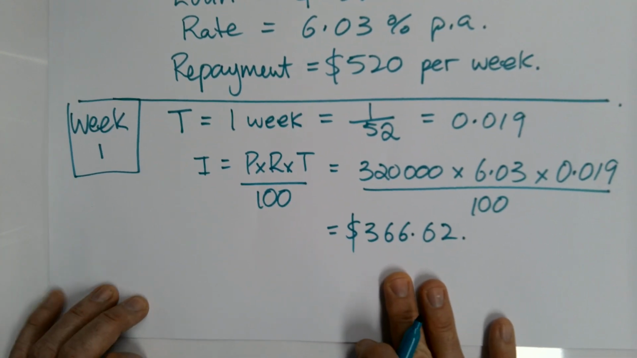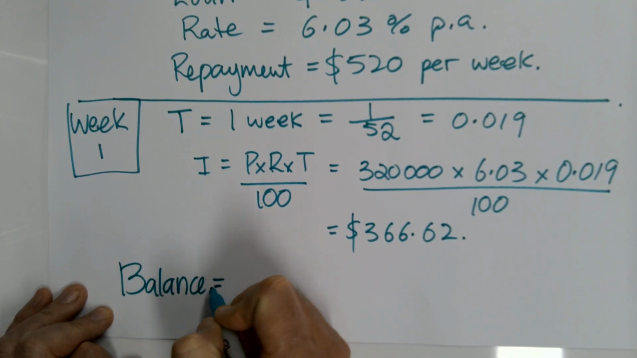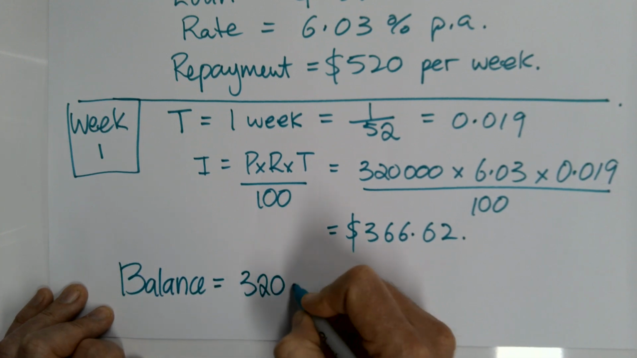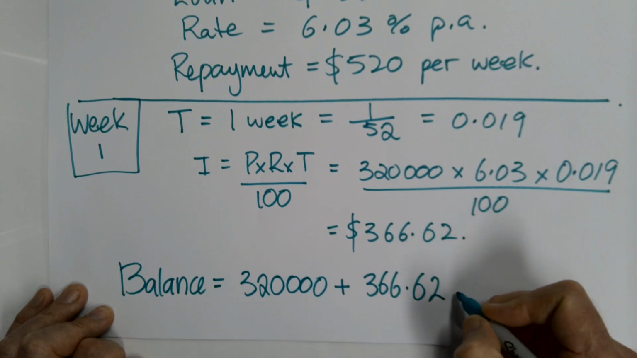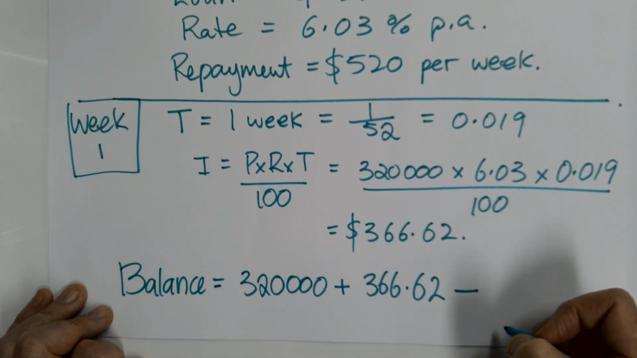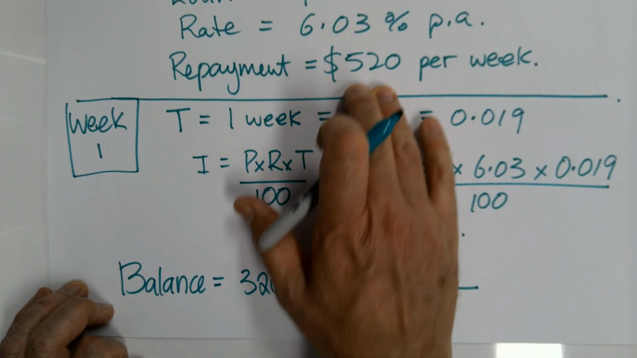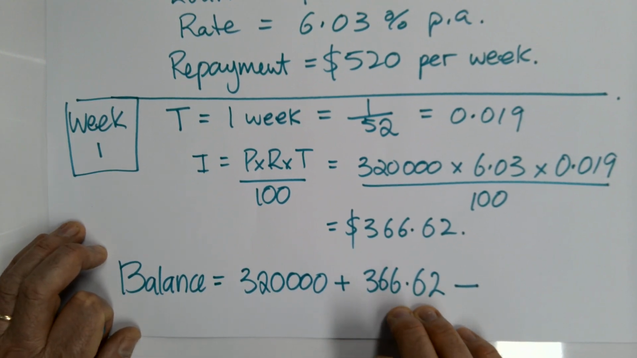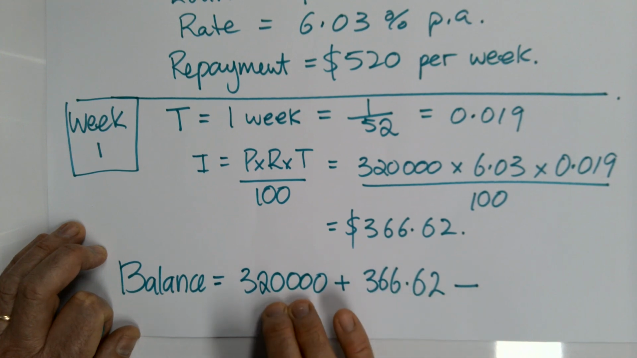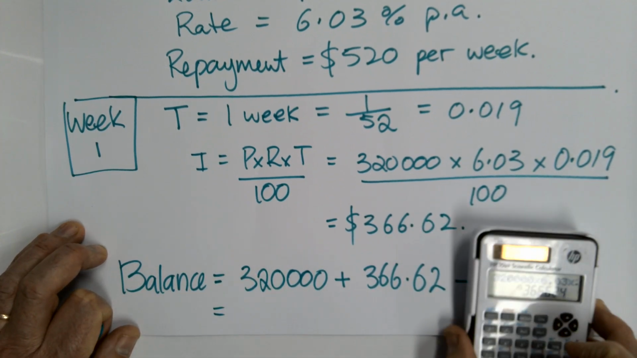So the question is, what's the balance? The balance at the end of the first week is the principal, 320,000, plus the interest. Then you're going to subtract your repayment, that 520, you're putting in 520 a week. If you were just covering the interest, you would pay $366, and that would just wipe out the interest, but it wouldn't touch the balance, the principal. But we're going to put in 520.